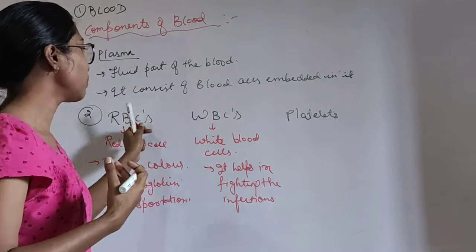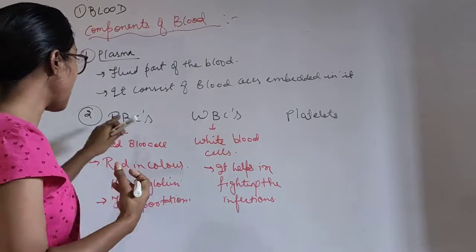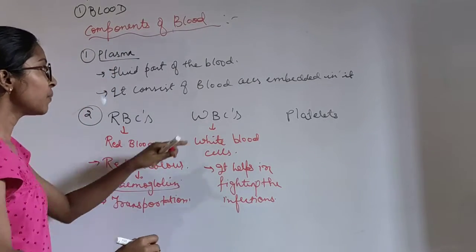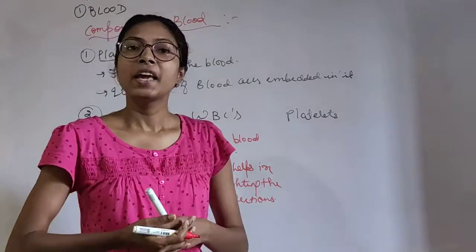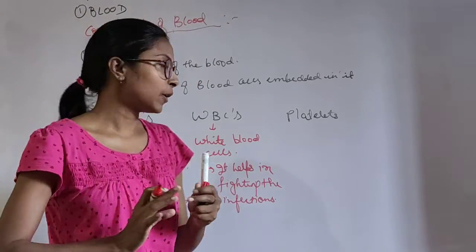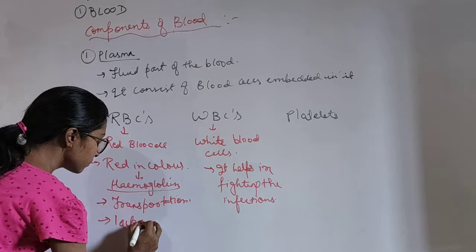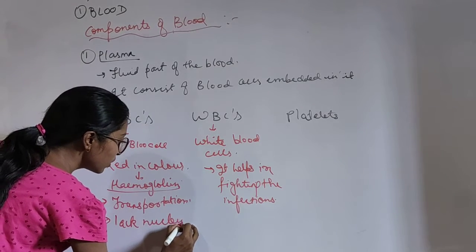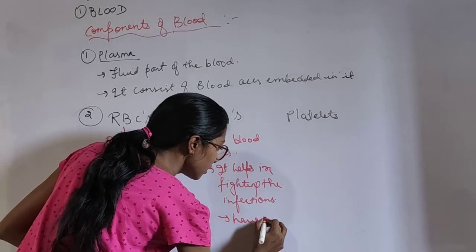Now if we compare RBCs and WBCs, the color difference is there because RBCs have the pigment hemoglobin, but WBCs are white in color because they do not have any pigment called hemoglobin, or any pigment. That's why they are white in color. Now one important thing is that RBCs lack nucleus, and WBCs have nucleus.